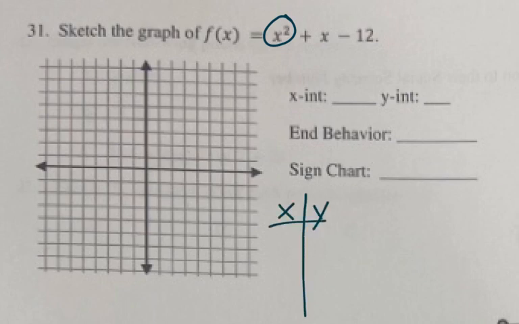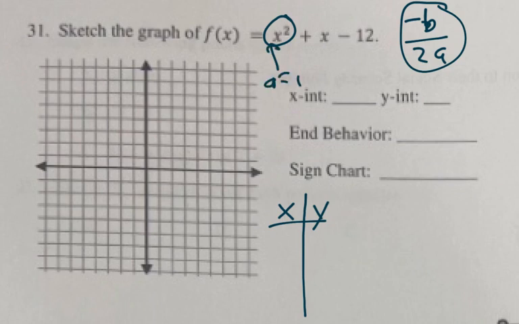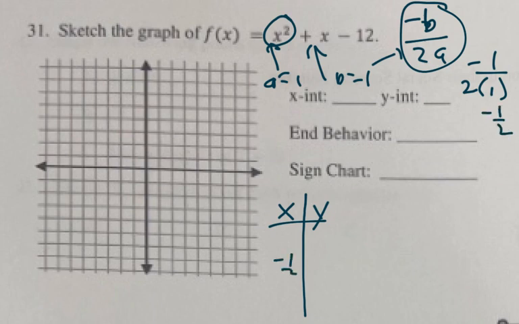Now, the key thing to making a table is you need to find where the vertex is, where the line of symmetry is, right? And the nifty formula you should know is negative b over 2a. It's the beginning of the quadratic formula. So in our case, notice a is 1, b is 1. So negative b over 2a, be careful with your negatives, is negative 1/2.